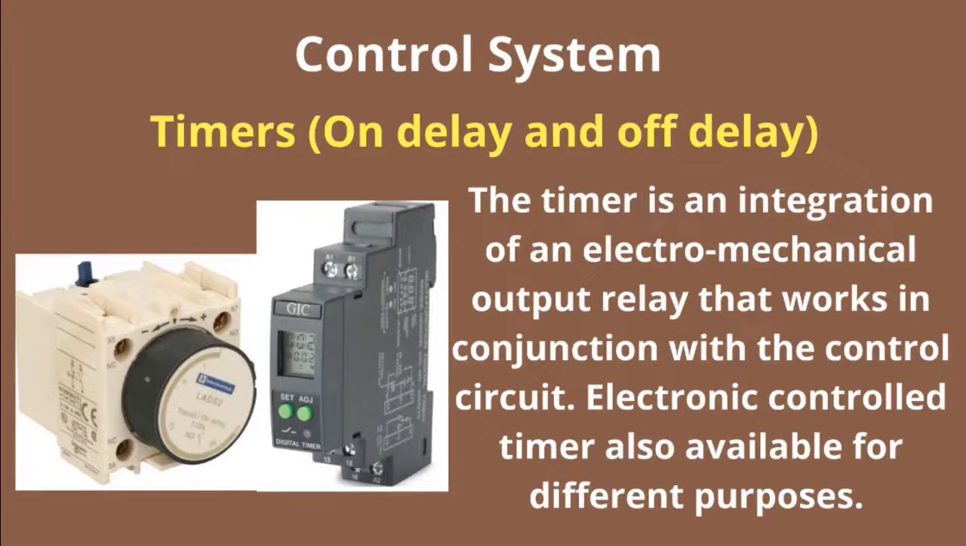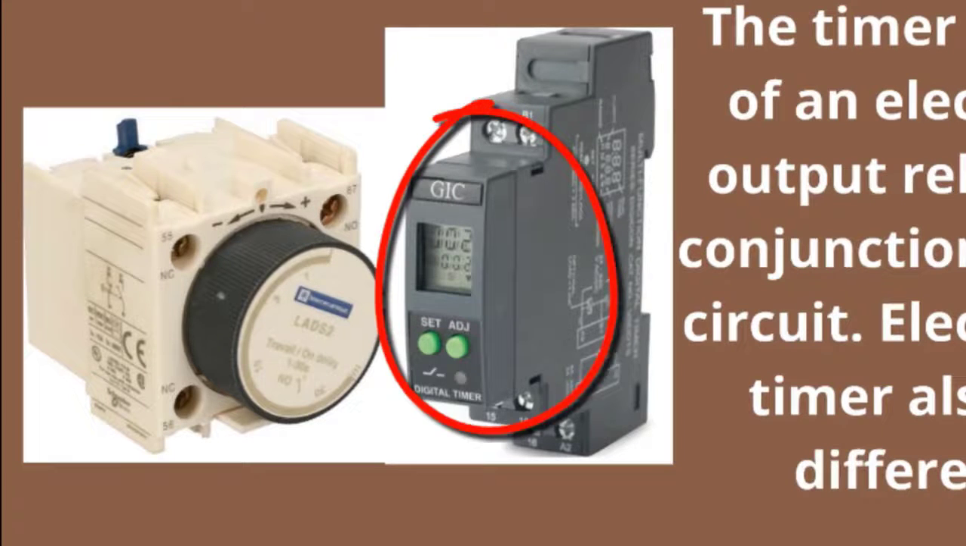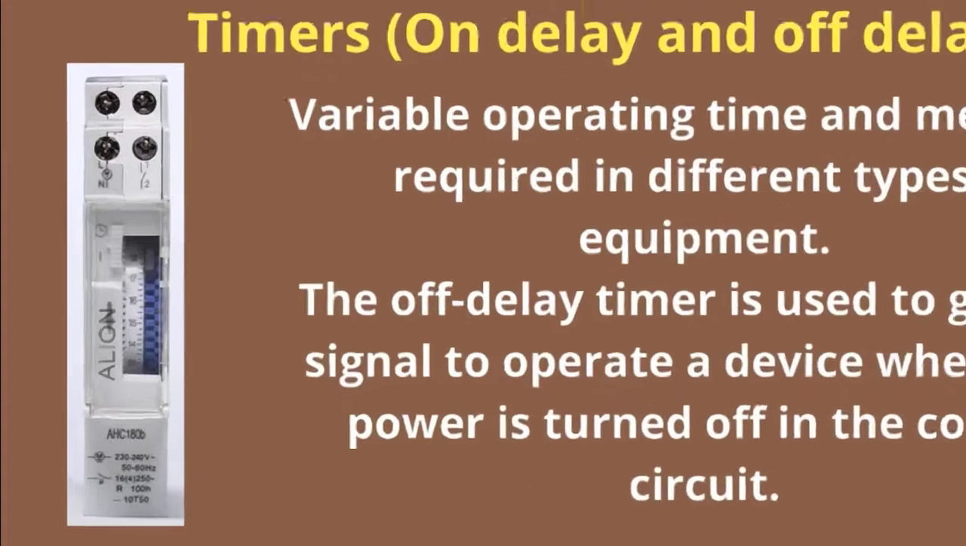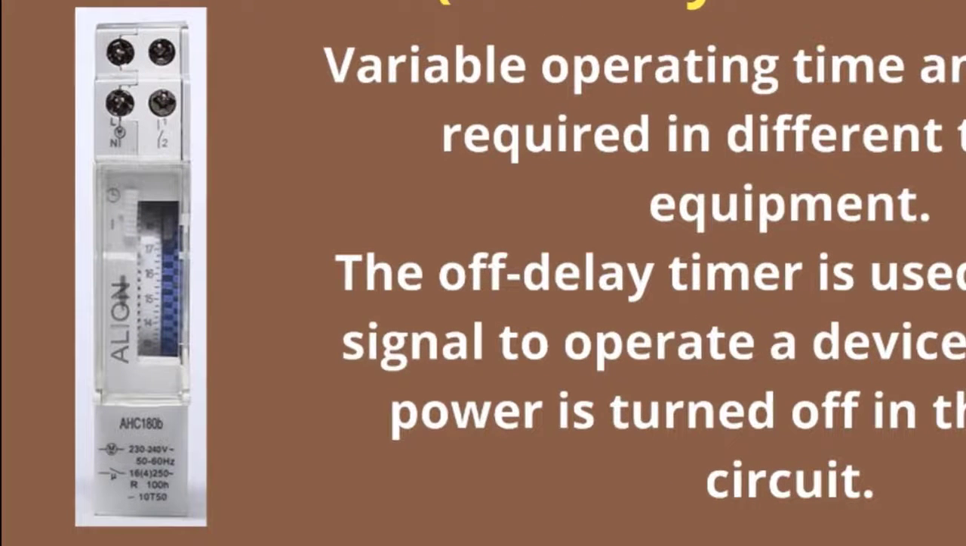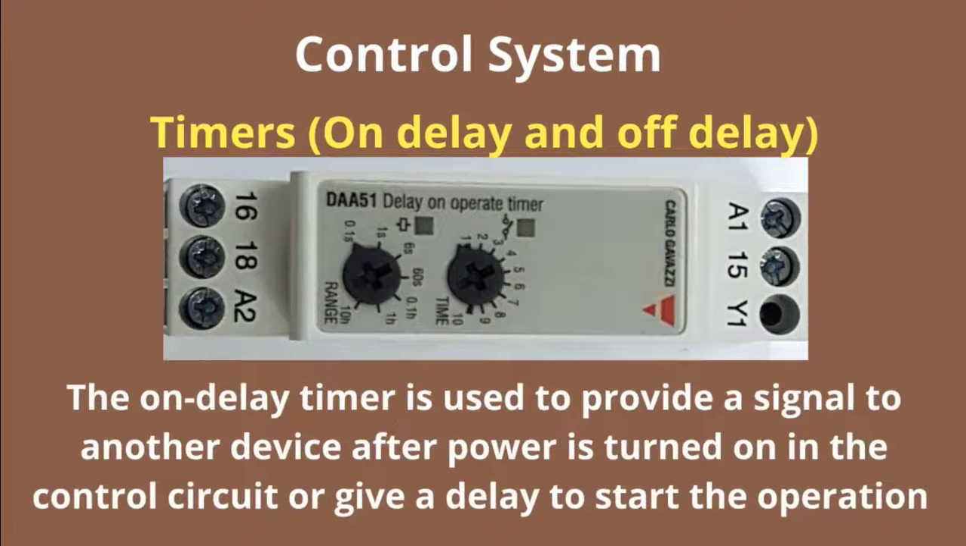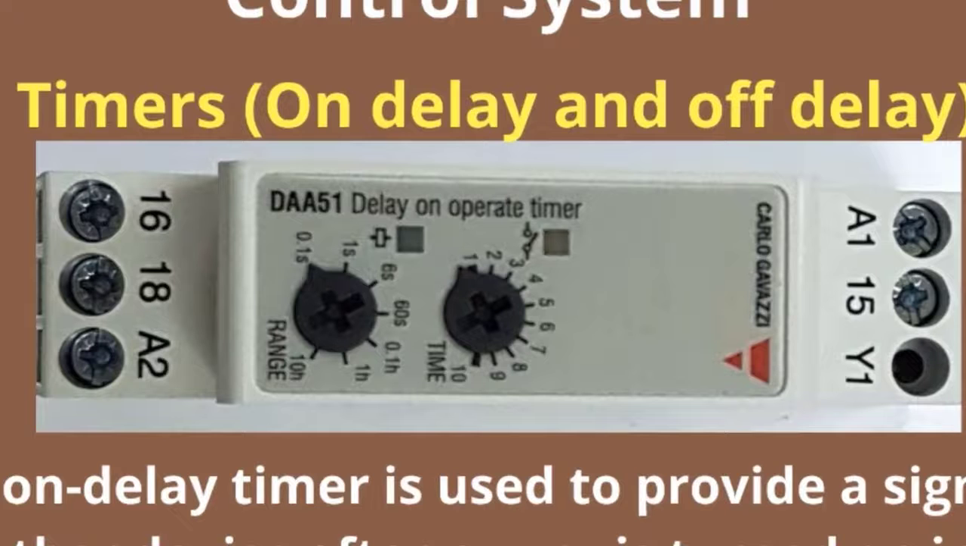Timers, on delay and off delay. The timer is an integration of an electromechanical output relay that works in conjunction with the control circuit. Electronic controlled timers are also available for different purposes. Variable operating time and method is required in different types of equipment. The off-delay timer is used to give the signal to operate a device after power is turned off in the control circuit. The on-delay timer is used to provide a signal to another device after power is turned on in the control circuit, or to give a delay to start the operation of the device.